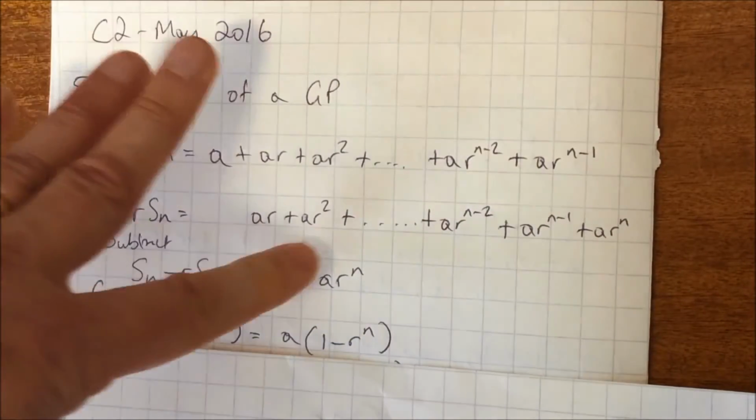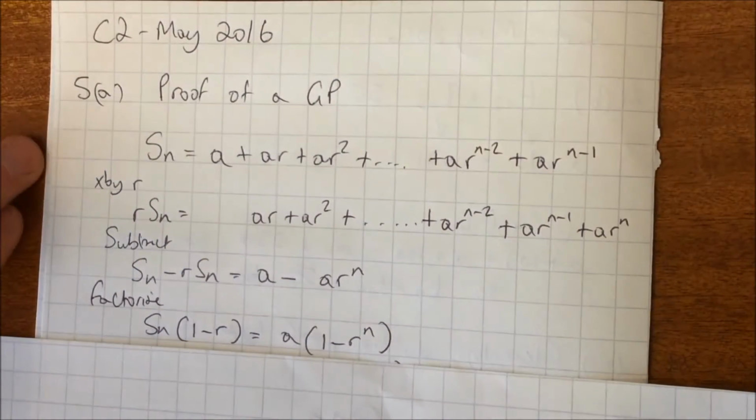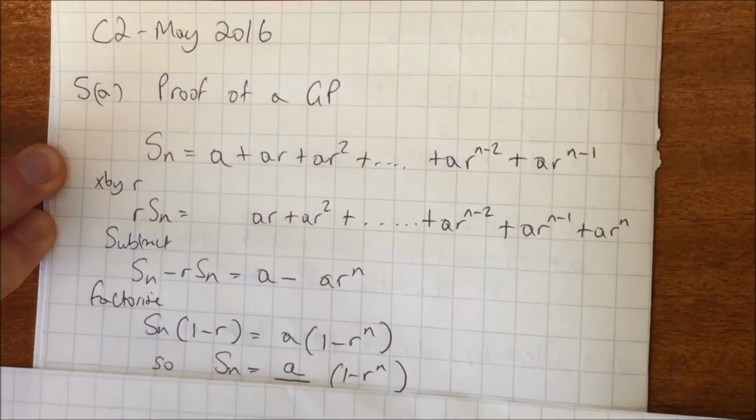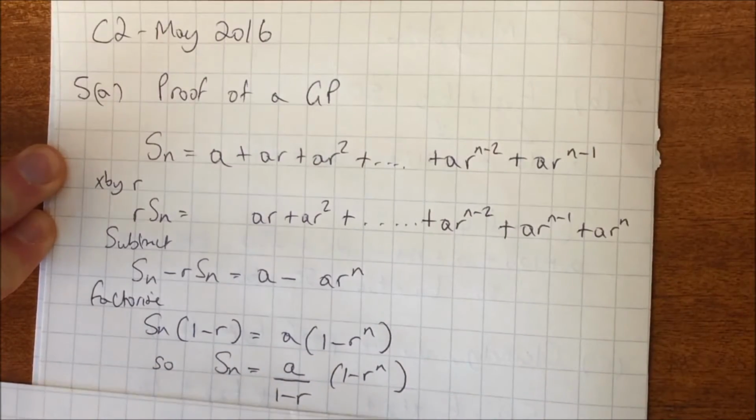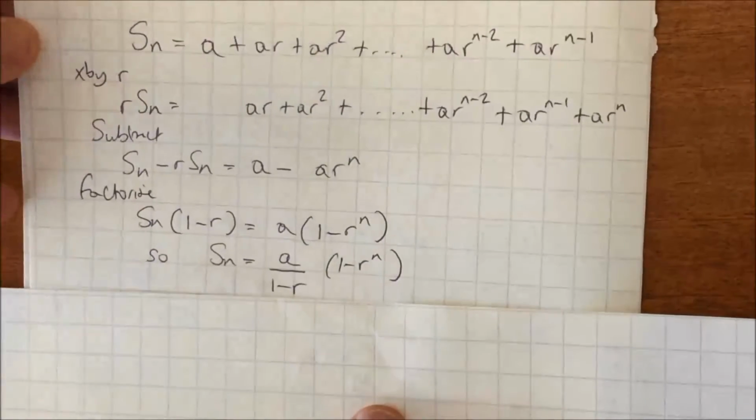Right, so if I factorize each side, I get Sn brackets 1 minus R is equal to A brackets 1 minus R to the power of n. And then I move the 1 minus R over. Okay, so remember, you just got to remember that and just basically reproduce it in the exam.